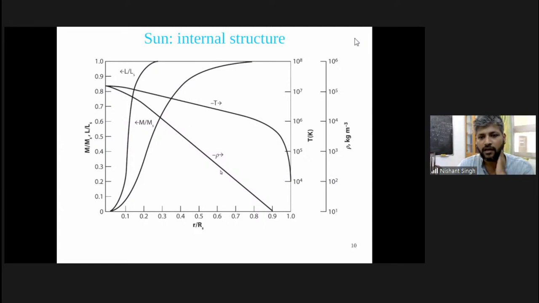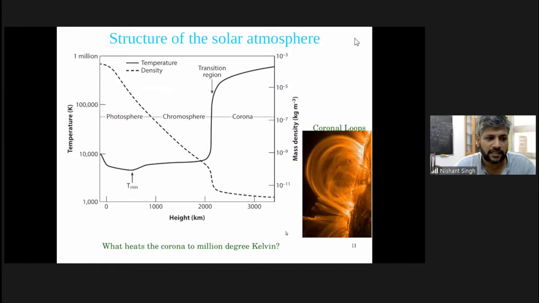And the temperature at the surface is, say, 5,000 Kelvin. So on the order of 10,000 Kelvin, basically. So that's the temperature profile and density profile inside the Sun. How does it look outside the Sun? So now this is the solar atmosphere.